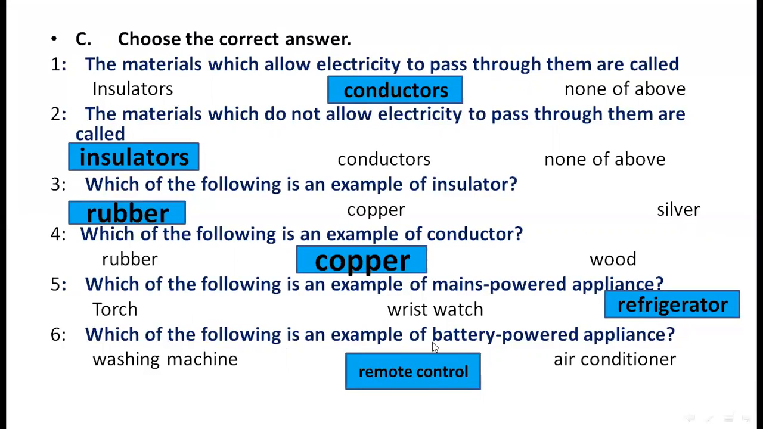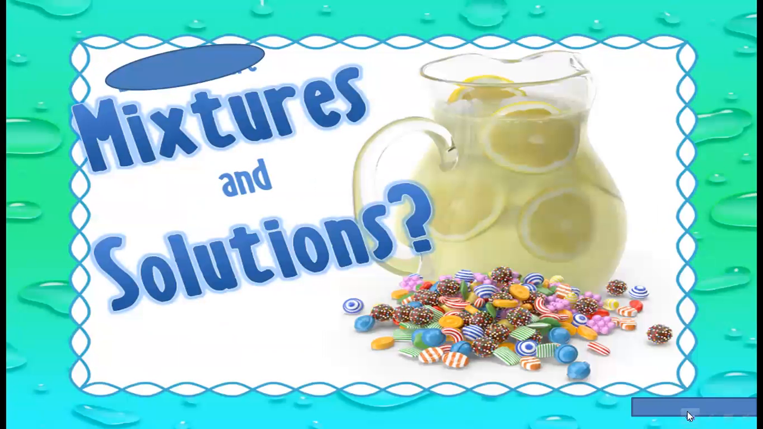And which of the following is an example of a battery powered appliance? Remote control. Dear students, I hope you understand all these exercises. So let's start the next chapter, mixtures and solutions.